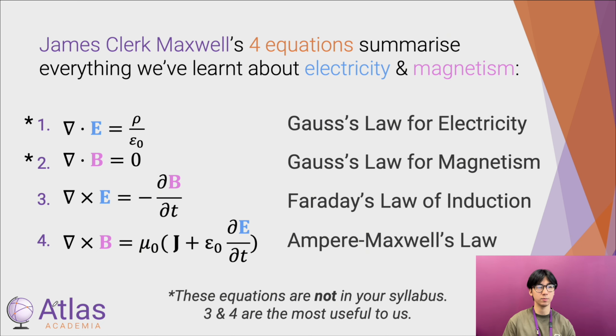And the reason for that is because we're learning these equations in the context of how they predict the production and propagation of electromagnetic waves. Now, if this doesn't ring a bell, let me briefly get you up to speed. So you've probably heard that oscillating charges give rise to electromagnetic waves. How do they do this?